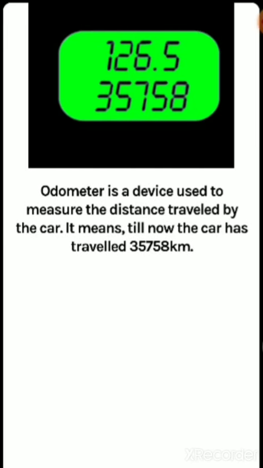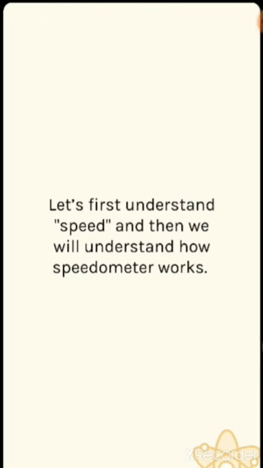An odometer is a device used to measure the distance traveled by the car. It means till now the car has traveled 35,758 kilometers. So the odometer is the device which is used to measure how much distance the car has already traveled. Here it is indicated that already this much distance, 35,758, that car has traveled. Okay? I hope you have understood this.